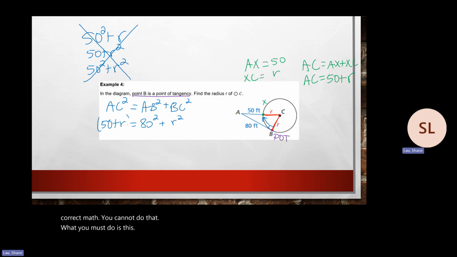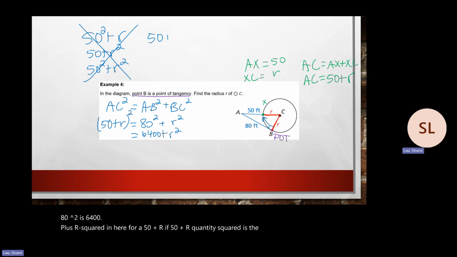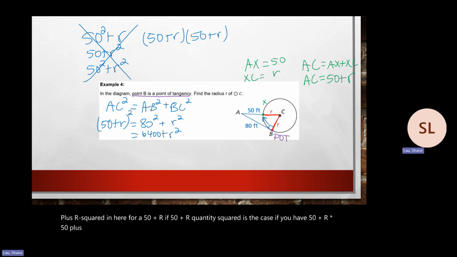50 plus R, that entire quantity is then squared. Okay, you must do it this way. It is not going to work any other way. So from here, we just simplify. 80 squared is 6,400 plus r squared. And here for our 50 plus r, if 50 plus r quantity squared is the case, then we have 50 plus r times 50 plus r. And here you're going to use your FOIL method or your box method, whichever one you prefer.